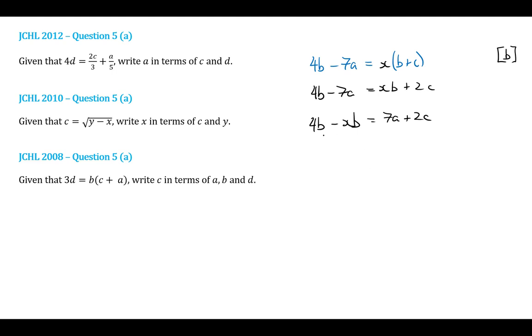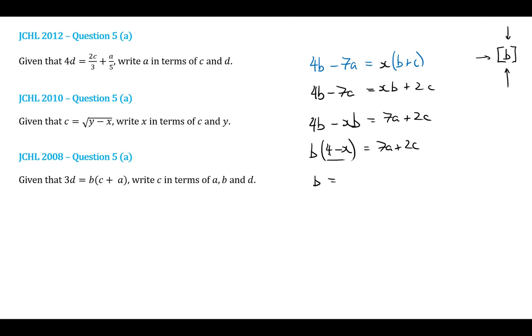But the problem here is, unlike the last time where I had 4b minus 2b, which was 2b, I can't subtract xb from 4b. X isn't a number. So what I have to do is to isolate the b, remember that's what I'm trying to do, I need to factorize it. So I take a b out of the first two terms, or factor it out, I get b times 4 minus x equals 7a plus 2c.